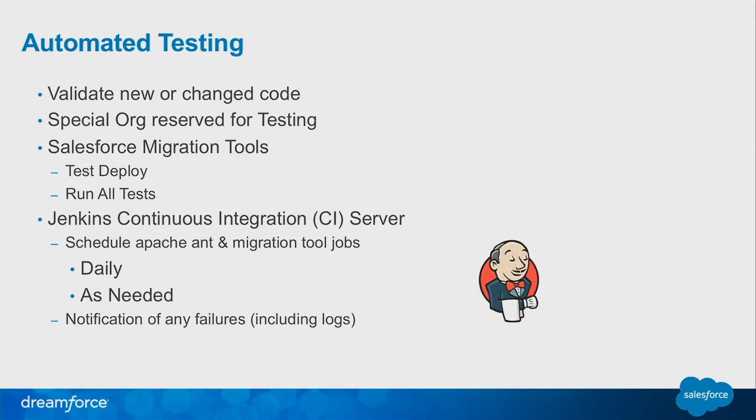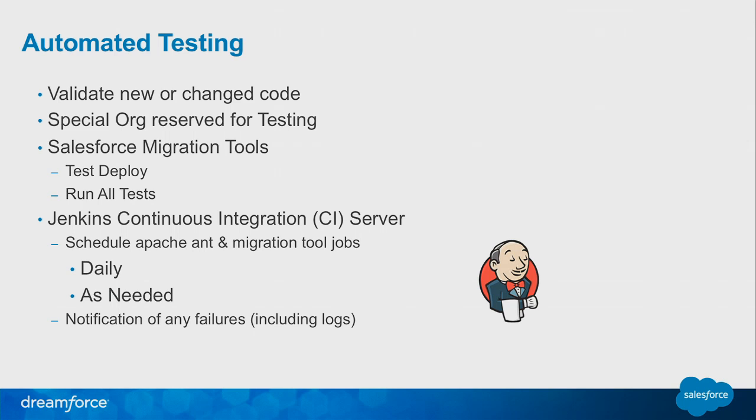So as I mentioned earlier, we need to do automated testing to ensure that when we make changes to code or when we add new code, that we don't break the code that was already there, and that we have some way of validating the new code is doing what it was intended to do. So we do this through Apex test code.